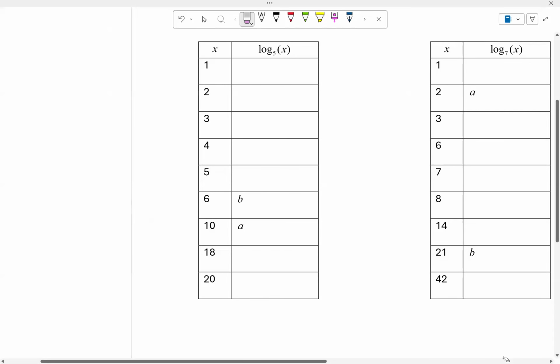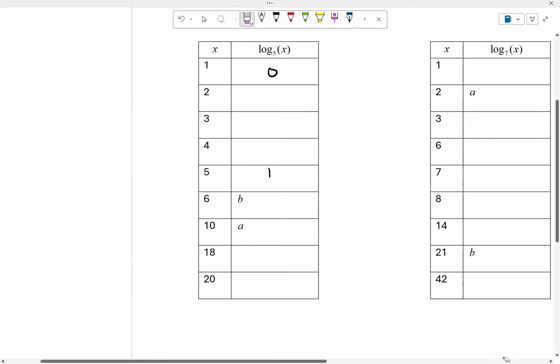For instance, at 1, you should know that log base 5 of 1 is 0, so you just put a 0 there. I don't think we know log base 5 of 2, 3, or 4, but we do know log base 5 of 5 is 1. So we got those two, but the other ones are going to take a little bit of work.